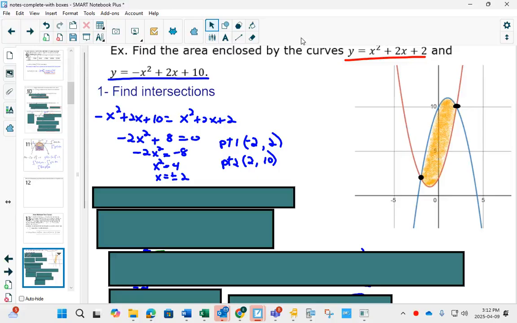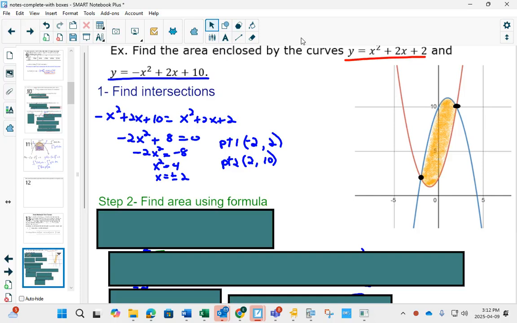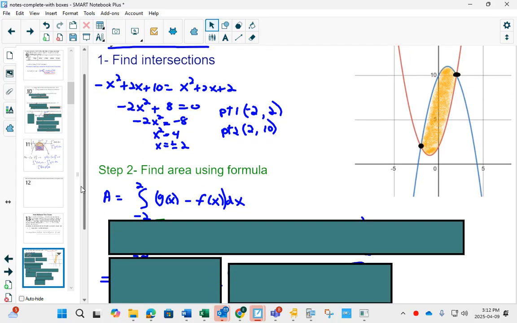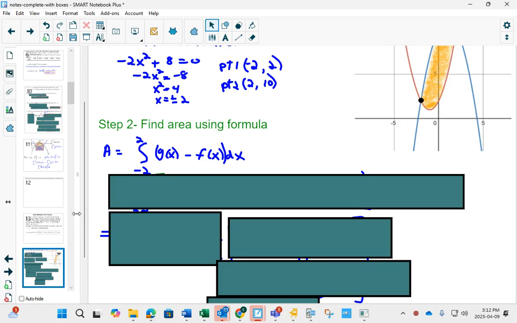So then if I want to find the area, I just have to do the integral from minus 2 to 2 of the blue graph minus the red graph. So again, if you screw up here and do the wrong order, you're going to get the same answer, but one of them is negative.